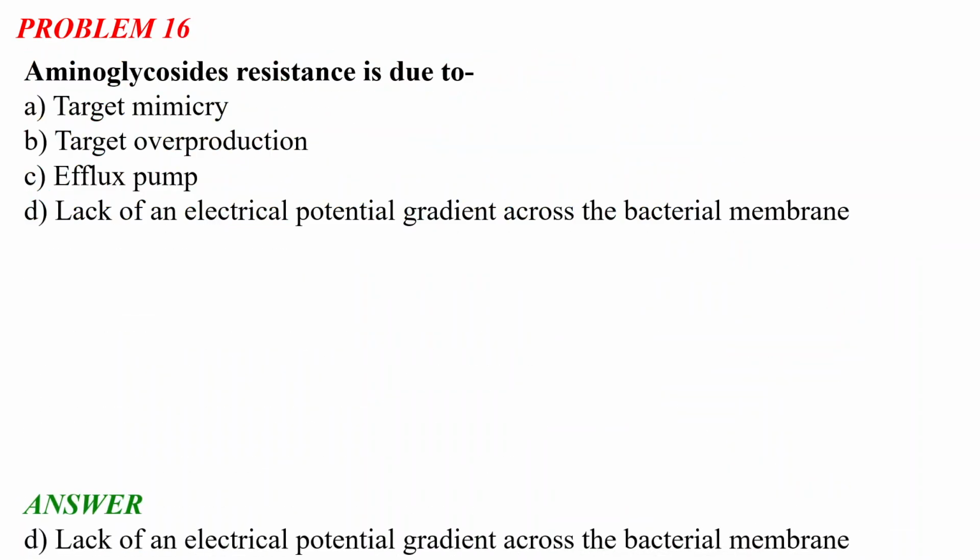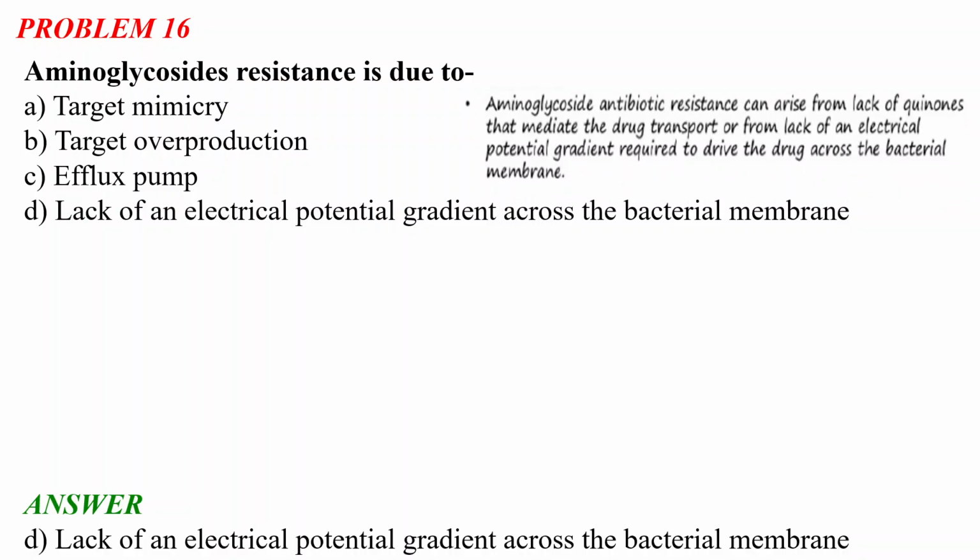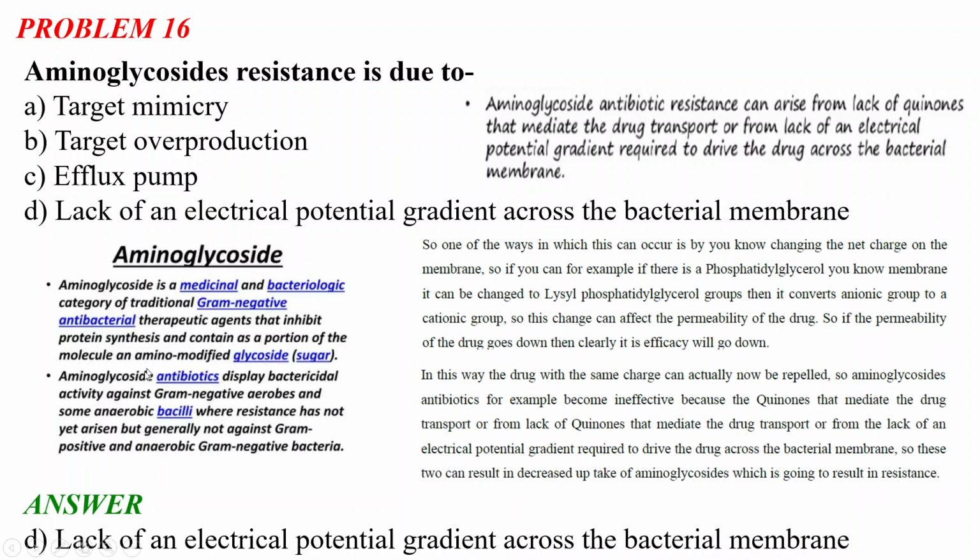So the correct answer will be number D. Lack of an electrical potential gradient across the bacterial membrane is the mechanism of resistance of aminoglycoside. So basically, aminoglycoside antibiotic resistance can arise from the lack of the quinones that mediate the drug transport back and forth, from a lack of the electrical potential gradient required to drive the drug access to the bacterial membrane.